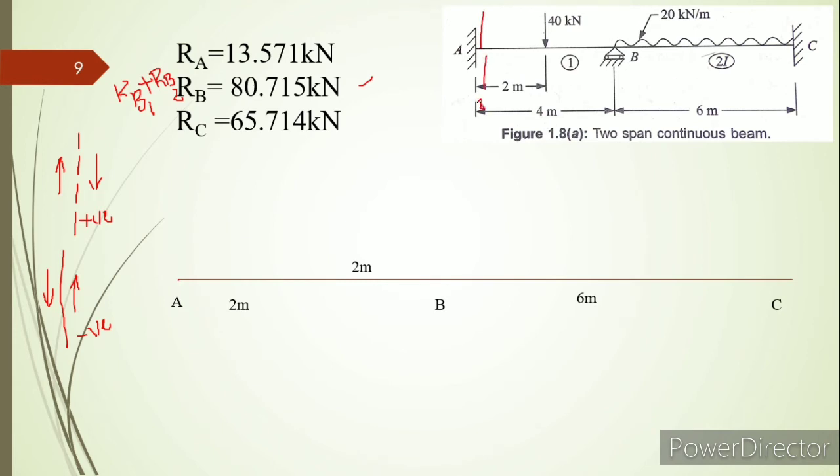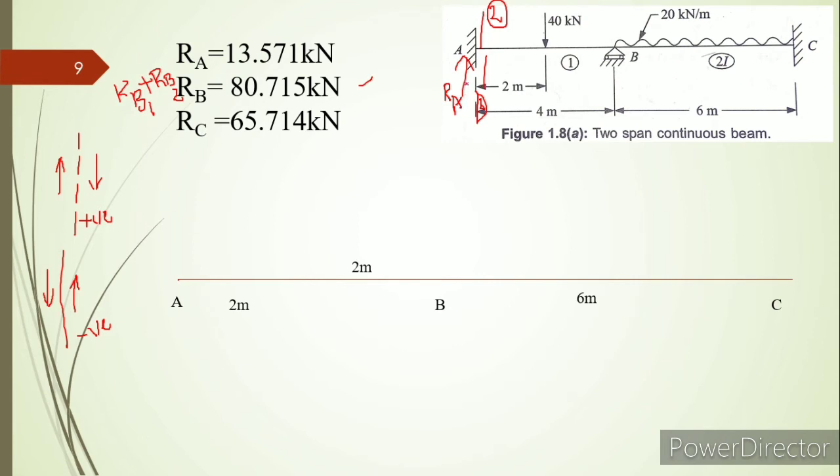So this is section 2-2, just to the right of support A. By considering the left hand side of section 2-2, there will be a reaction at the support A, RA. The value of RA is equal to 13.57 kilonewton.